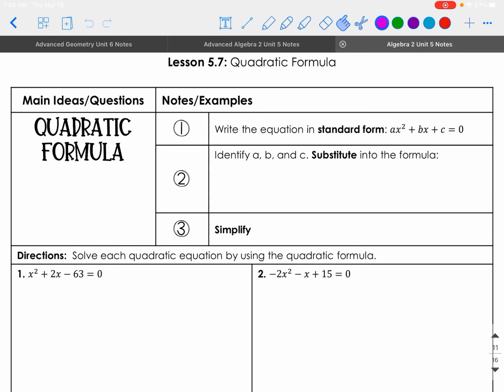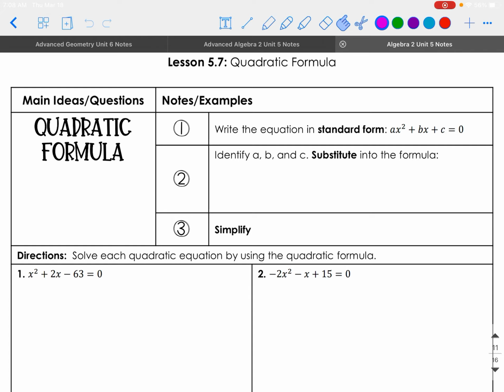Hey guys, in this video we're going to be doing lesson 5.7. Remember we skipped 5.6. So this one is about the quadratic formula. This is another method for finding your x-intercepts, and this is going to be when you can't tell by looking at a graph where they're at. They don't always cross at whole numbers.